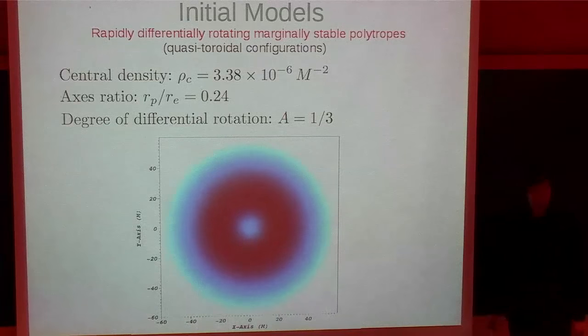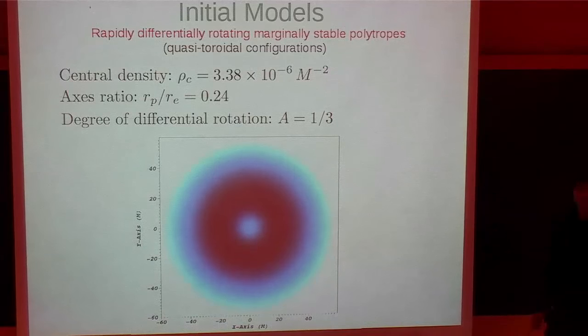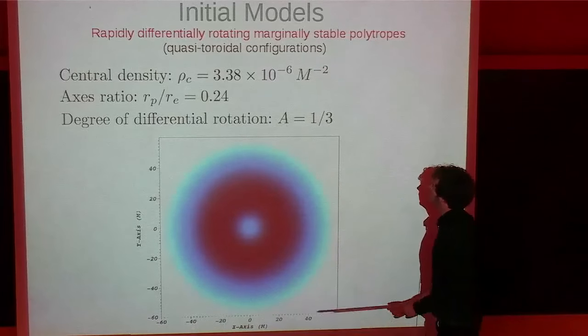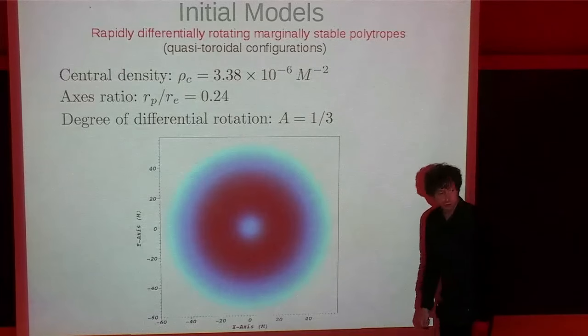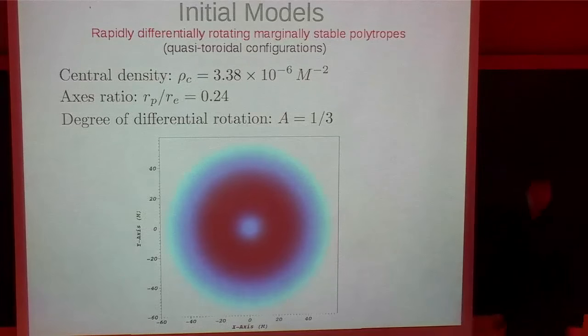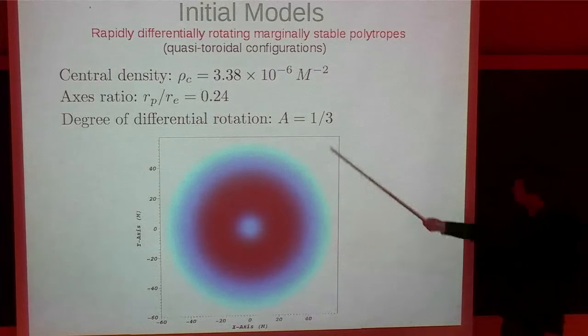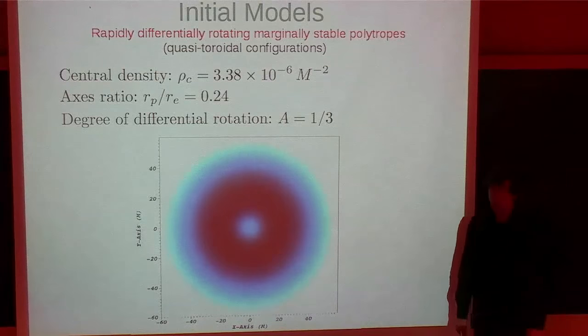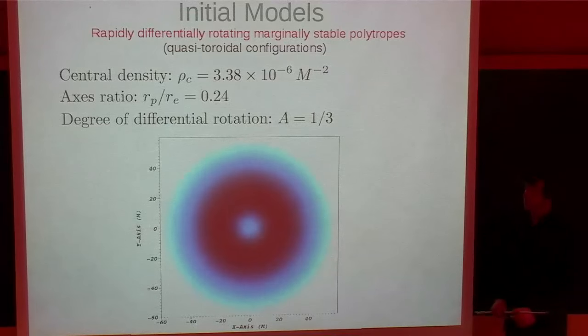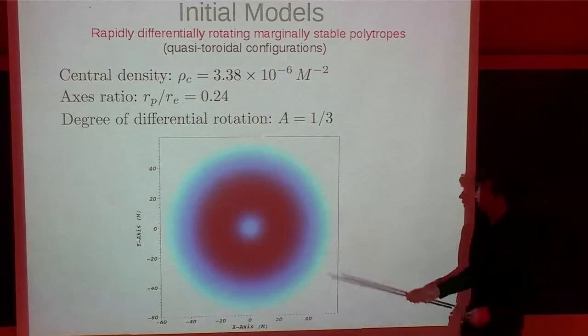Degree of differential rotation A is defined. I'm familiar with the T over W. Is it the same thing? No. When A becomes infinite, then you basically recover uniform rotation. And the smaller A, the more rapid the rotation. Is it monotonic? I think, yeah, it should be monotonic. We're not doing anything special here. I would have to look it up.